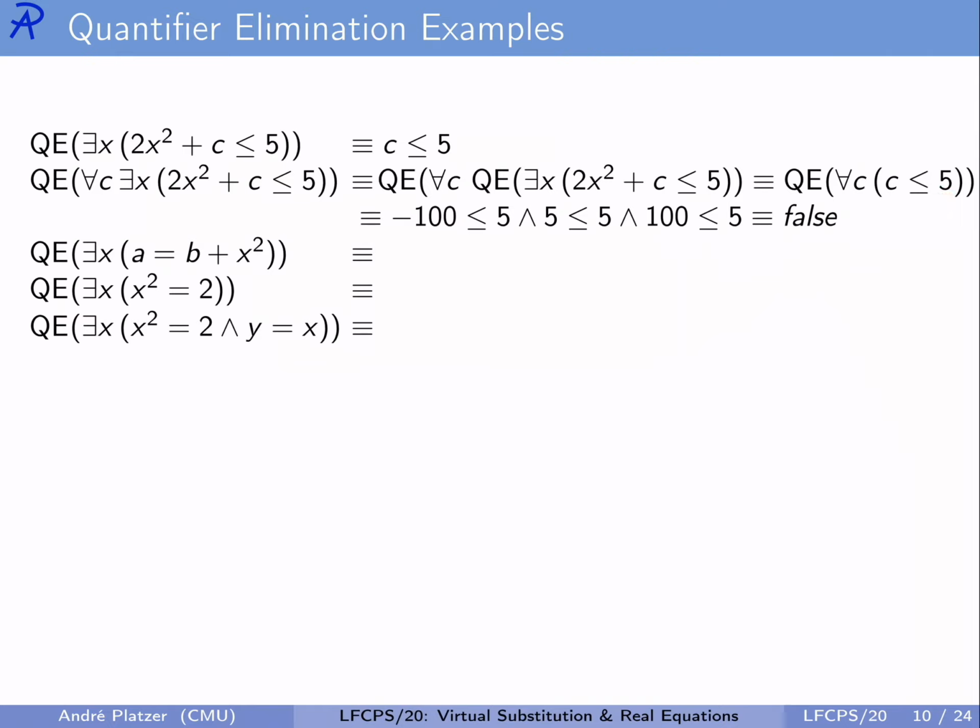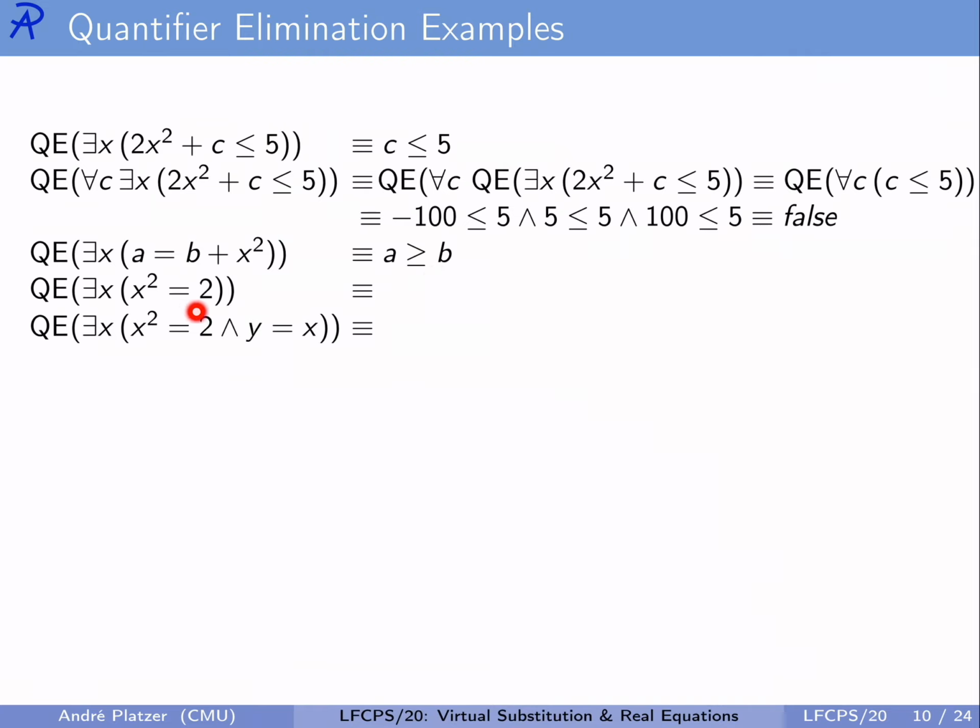Another example. Quantifier elimination for there is an x such that a equals b plus x squared. Well, can we say that without the quantifier x? Well, x squared will certainly be greater or equal to 0, and whatever difference a and b have, we can always make up for that by choosing the appropriate x if and only if a is indeed the bigger number. So that's exactly equivalent to just saying a is greater or equal to b.